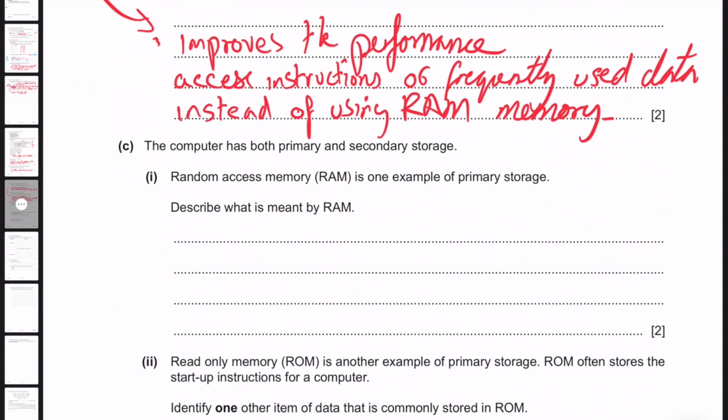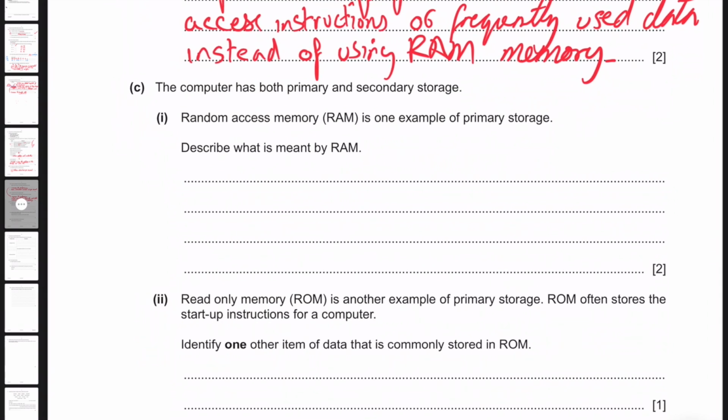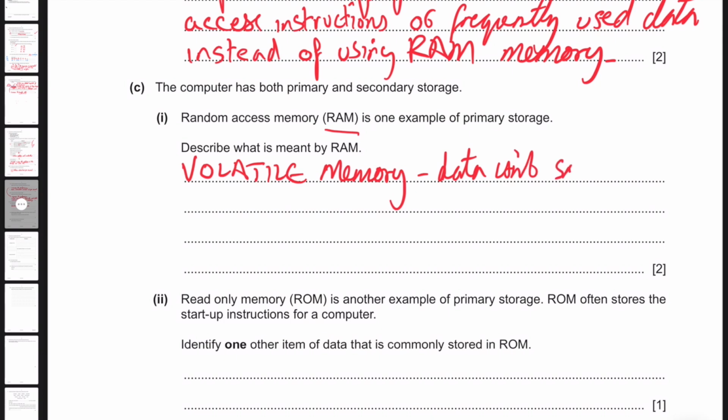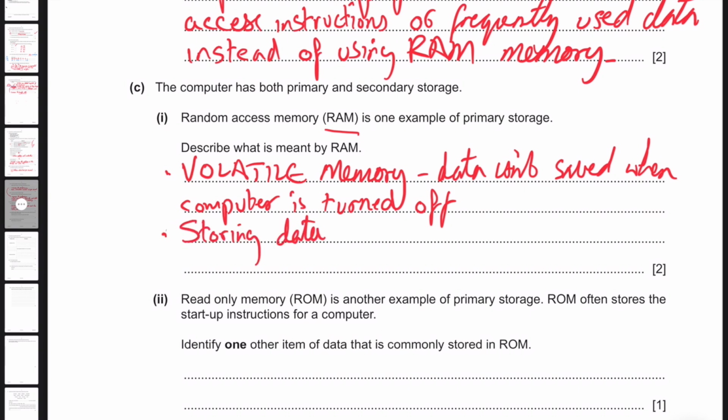Good. Another 2-point question. The computer has both primary and secondary storage. Random access memory, RAM, is one example of primary storage. Describe what is meant by RAM. Okay, well, RAM is somewhere you don't go and store your files. It's what's known as volatile memory. Data isn't saved when the computer is turned off. How many marks does it want? Describe what. So that's 1. It's basically storing data which is currently in use. Okay, so that gives us 2.